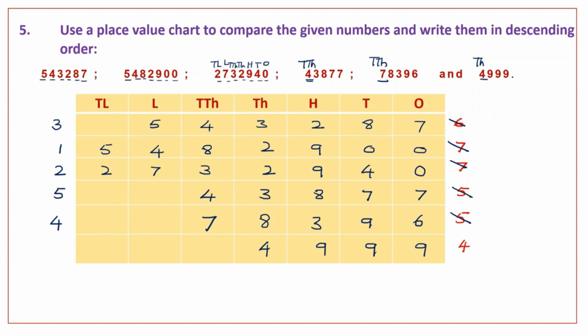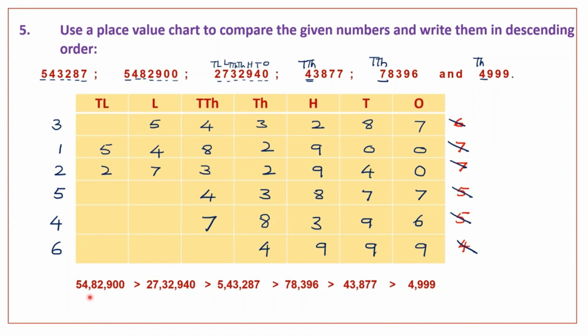And the last one is the number having 4 digits. This will be the last one to come. So now we have our order 1, 2, 3, 4, 5 and 6. So let's write that down in descending order. So we have our numbers here in descending order. Let's read this and see.